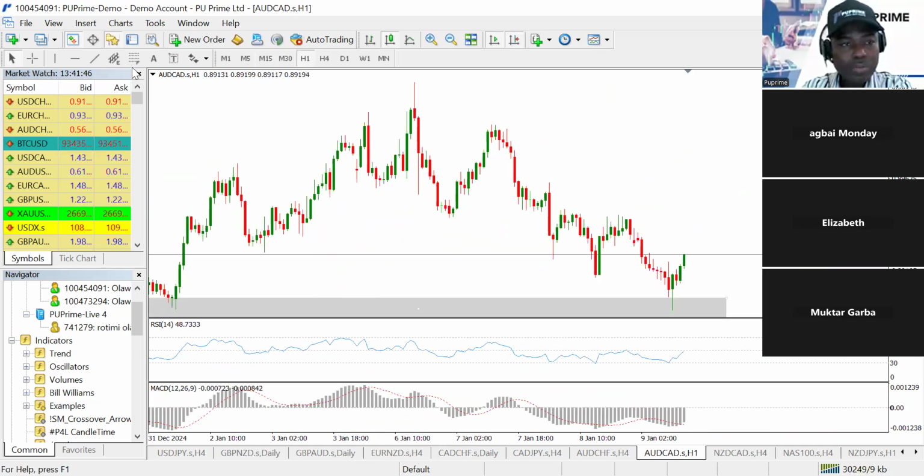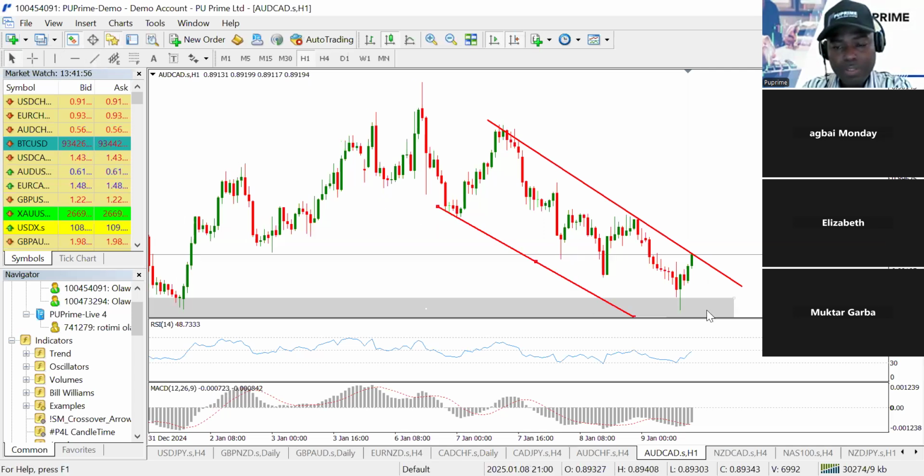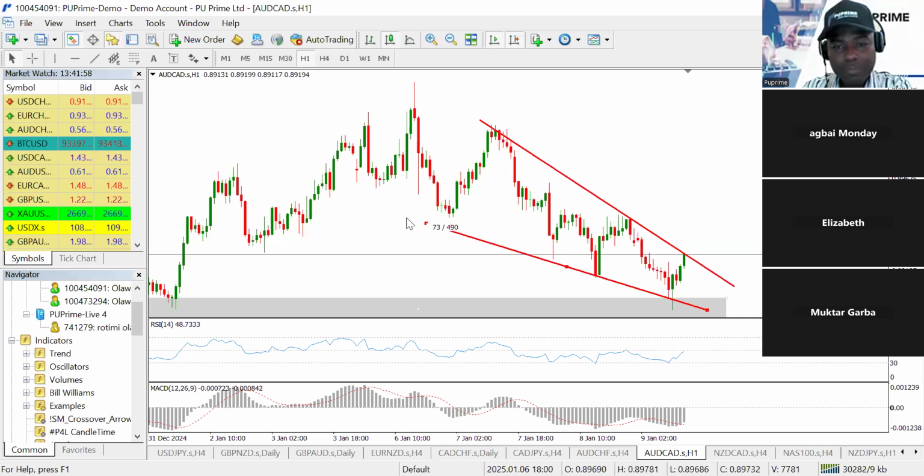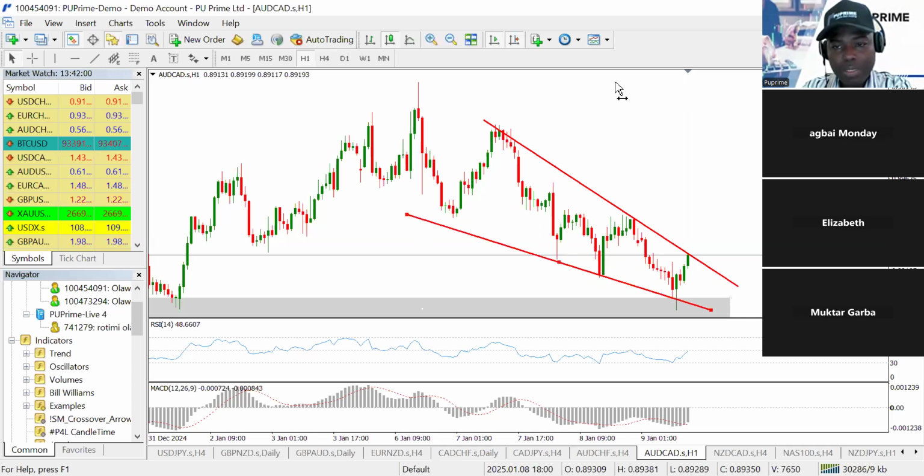So let's go down to our 1-hour time frame to look for possible entry. So this is giving us the falling wedge pattern on 1 hour.